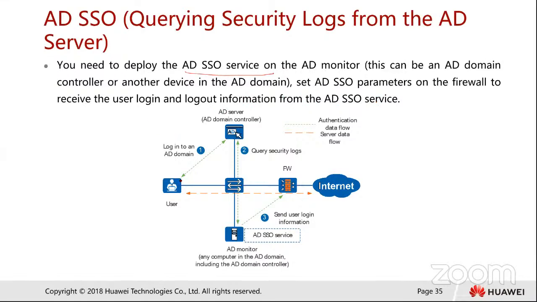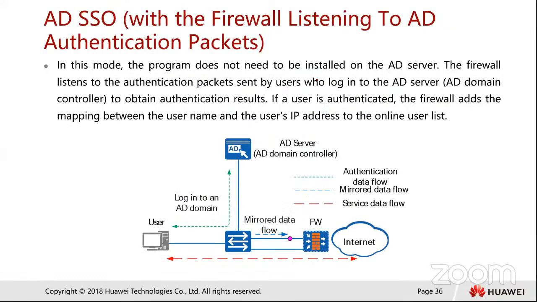So when the user tries to log in, he will send his details through the Active Directory server or the controller, and then it will query the security logs from our single sign-on service, and then check the details. And if the user is authenticated, then it will send the user login information to the firewall, and then the firewall will permit the user to access the information or the internet.